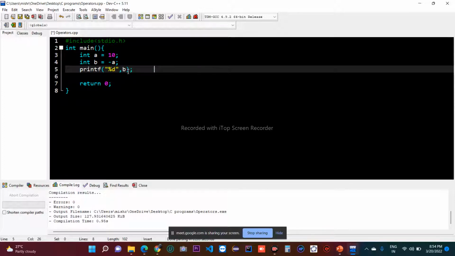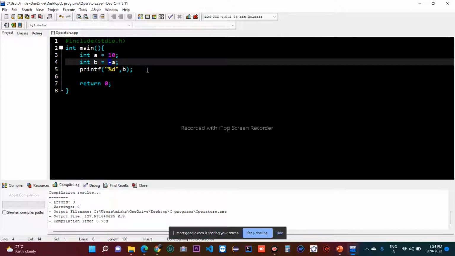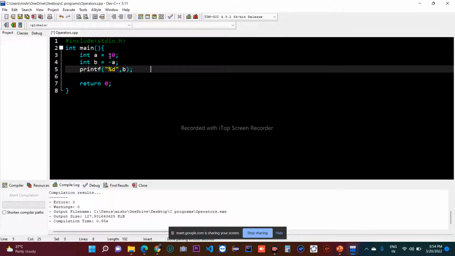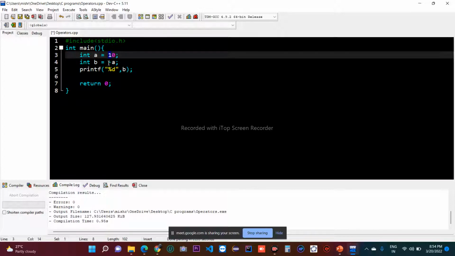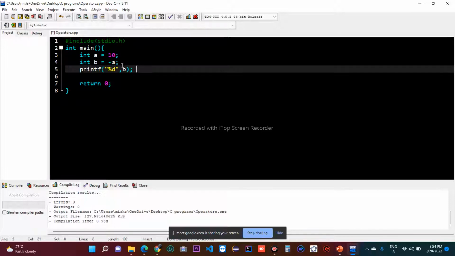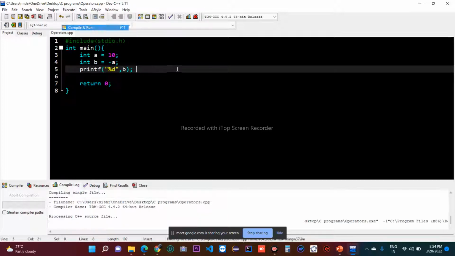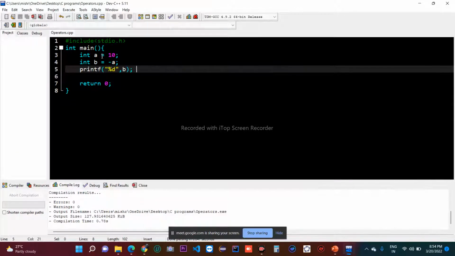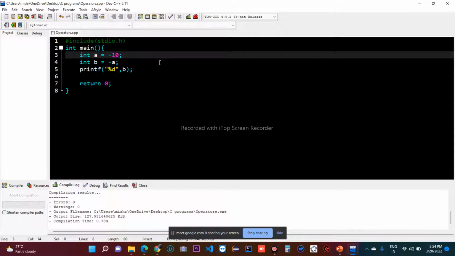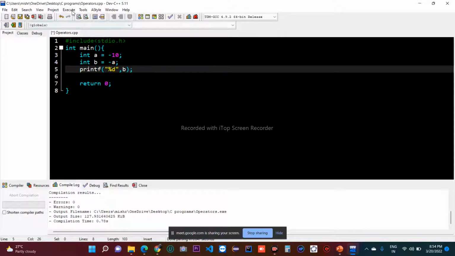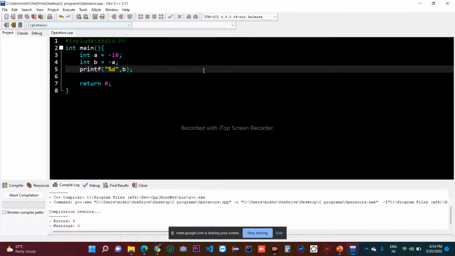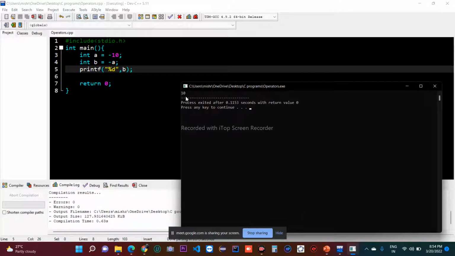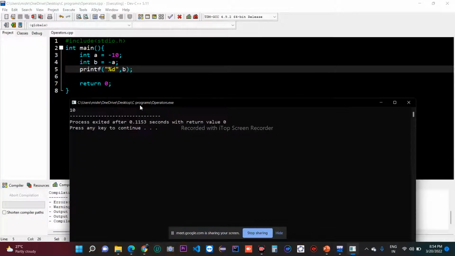So what will be the output of this program? Why is unary minus used? It is used to just change the sign. For example, 10 was stored in A. So what will unary minus do? It will change the sign. So the output will be minus 10. And if I had stored minus 10 in A, then the output would have been 10.